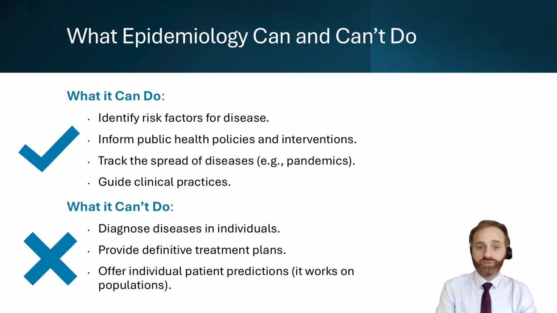Also, epidemiology tracks the spread of diseases. For example, in the case of pandemics, we can understand the magnitude of certain diseases. Is it bad? Is it good? Is it high or is it low? Also, through epidemiology, we can guide clinical practice and the decisions we make as clinicians when treating our patients. Later, we will provide more examples on how things relate to clinical practice.